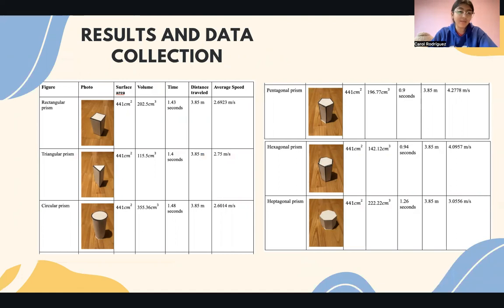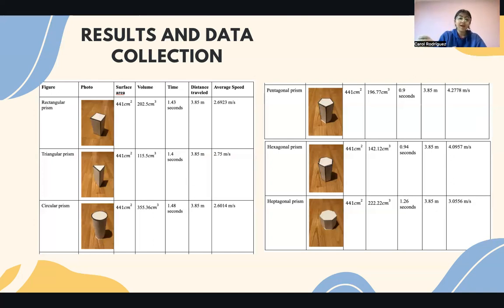The first figure that I had was the rectangular prism. All of them had the same surface area and all of them traveled the same distance. So the things that vary are the volume, the time, and the average speed. For the first prism, the volume is 202.5 centimeters cubed, and it took 1.43 seconds. Thus, the average speed is 2.69 meters per second. Second is a triangular prism. The volume is 115.5, the time it took was 1.4 seconds, and the average speed was 2.75 meters per second.